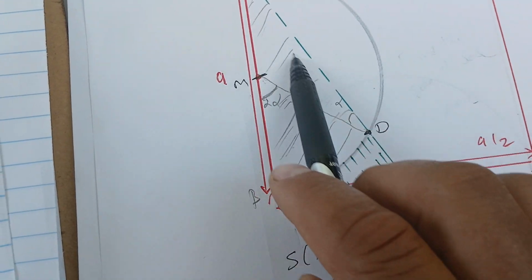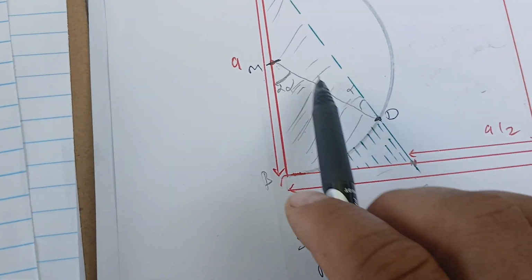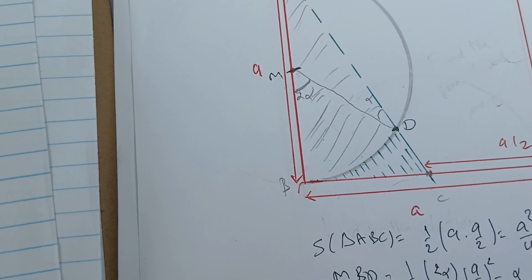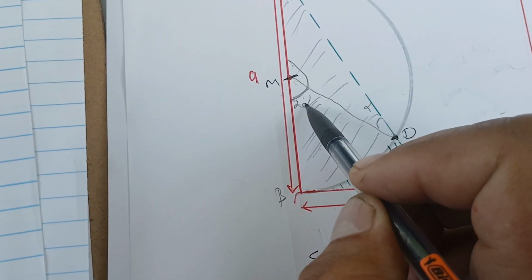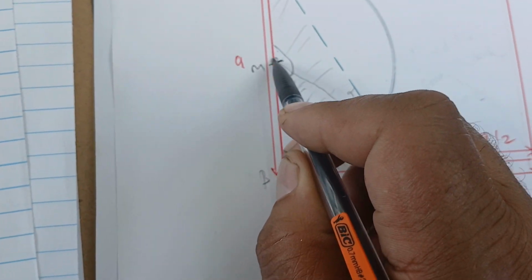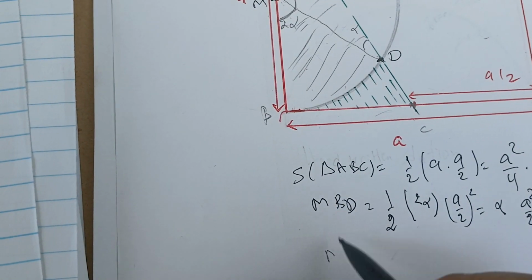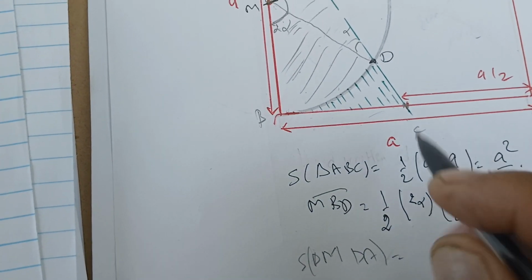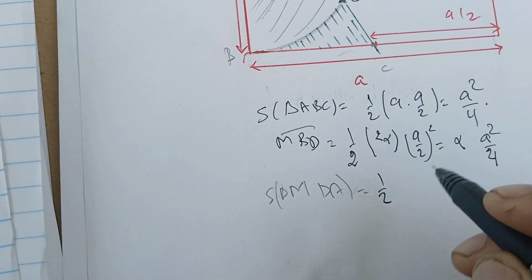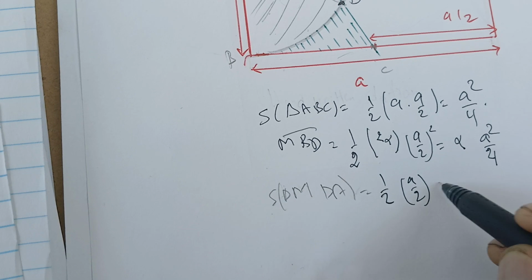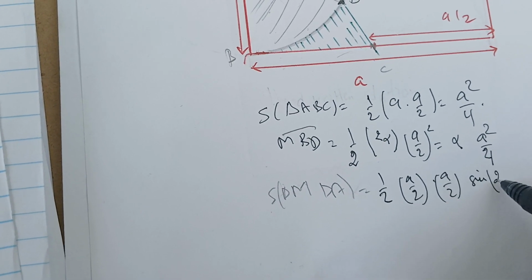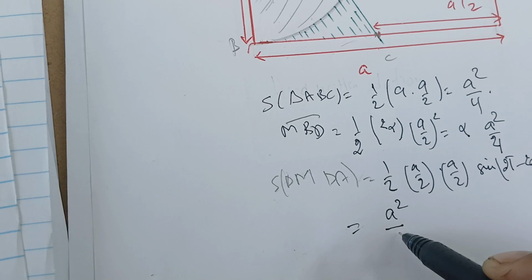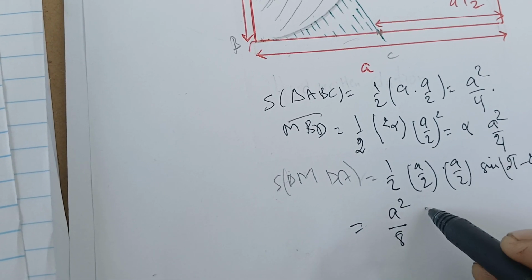Okay, now I need to compute the area of this triangle. I can use this side here and this side and this angle. This angle here is just pi minus 2 alpha. So I have the area of this triangle MDA. Triangle, this is sector. Triangle MDA. So the area of triangle MDA is 1/2 times a over 2 times a over 2 times the sine of pi minus 2 alpha. And this one gives me a squared over 8. Sine of pi minus 2 alpha is just sine of 2 alpha.